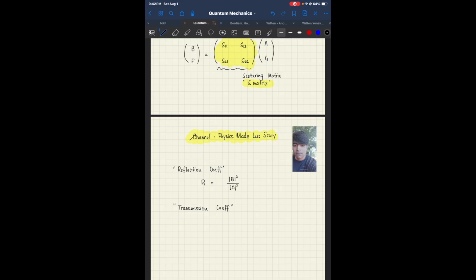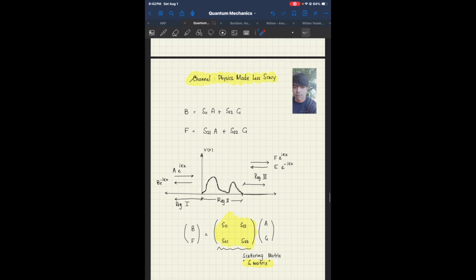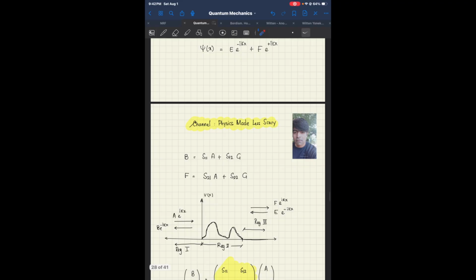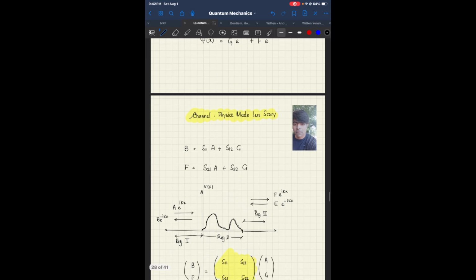And of course, these are all modulus, because typically we have seen before that these A, B, G, F, etc., are all basically complex, right? Okay. I think I should call this G, right? This is called G here.